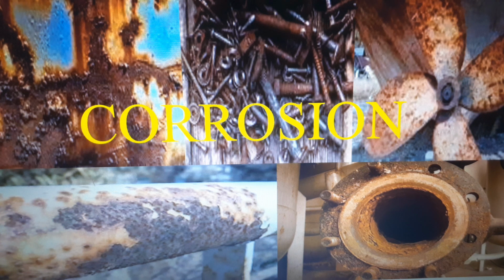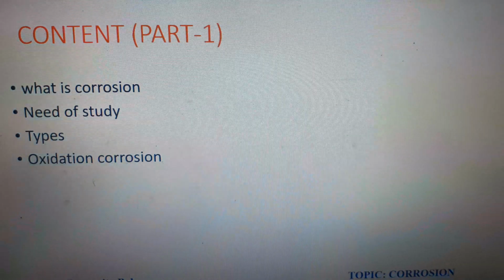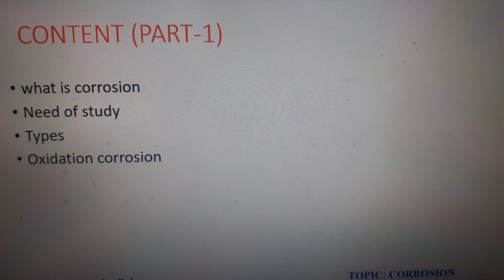part, in which we'll study about corrosion: what is corrosion, the definition, then why it is needed to study corrosion, then what are its types, and in these types, one type of corrosion method, that is oxidation, we are going to learn. So let us start with the definition.